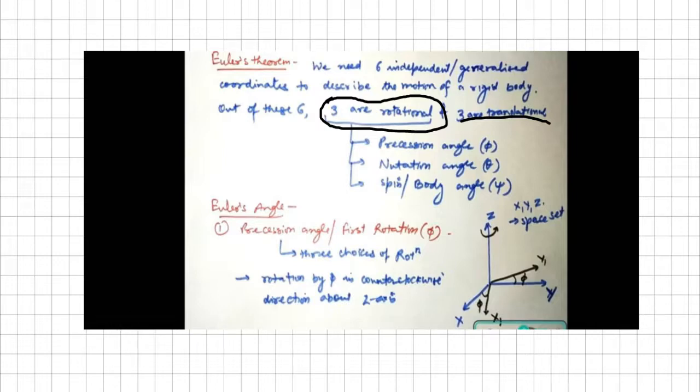So these are three types of angles. Precession angle, which is represented by phi, then there is nutation angle, which is represented by theta, and then there is spin or body angle, which is represented by psi. Is that clear?